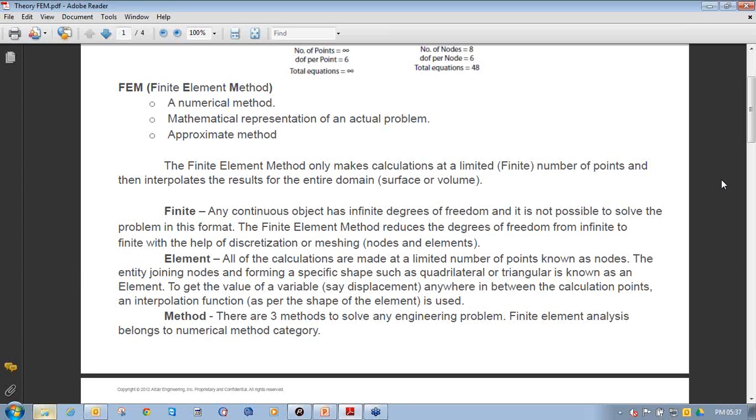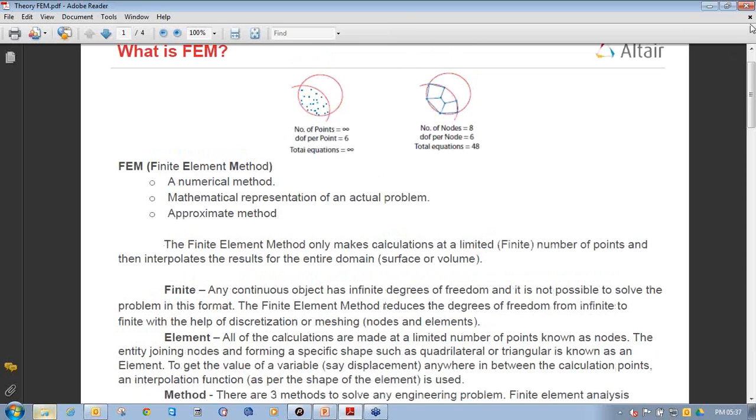To get the value of variables, say displacement, anywhere in between the calculation points, an interpolation function as per the shape of the element is used. So in this way elements can be defined, and the last is method. Then there are three different methods to solve any engineering problem. Finite element analysis or finite element method belongs to numerical category. So what FEM stands for, I will explain that.